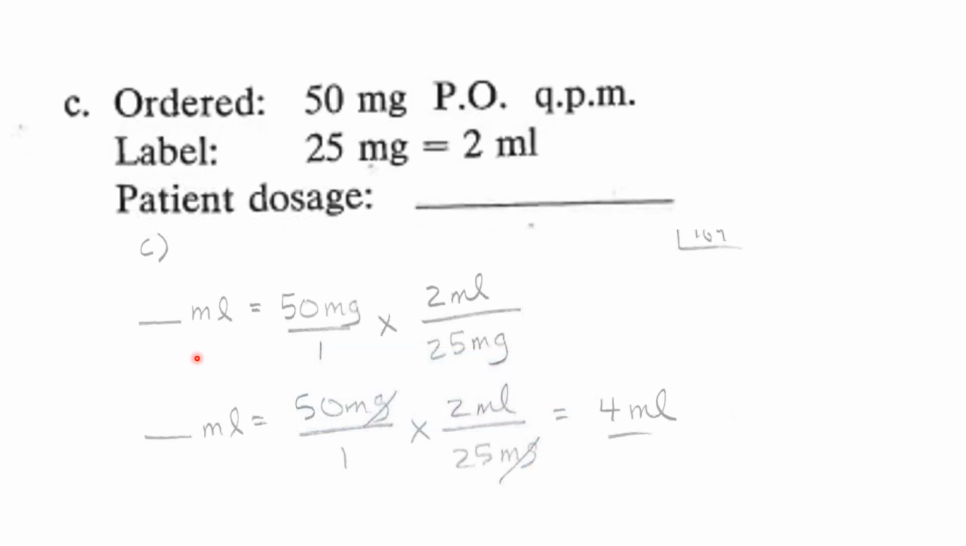So we want to have milliliters, so this is going to be 50 milligrams over 1 times 2 milliliters per 25 milligrams. The milligrams cancel, and you will get 4 milliliters for your answer.